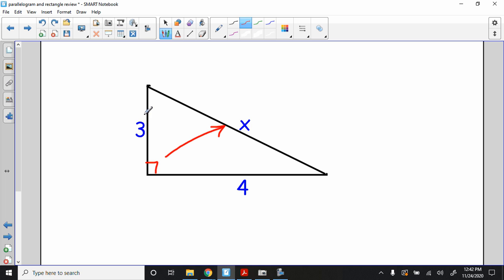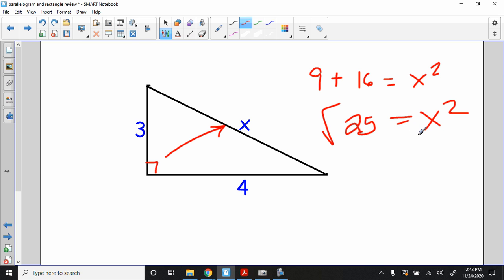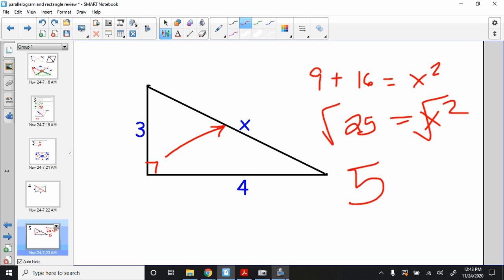So I'd say a squared is 9 plus b squared is 16 equals my c squared, and add those two together. And then the last step of the Pythagorean theorem would be to take the square root, and my diagonal would be 5. All right.